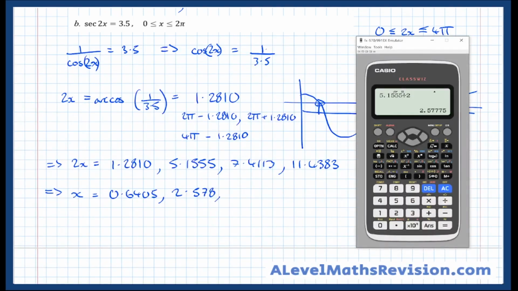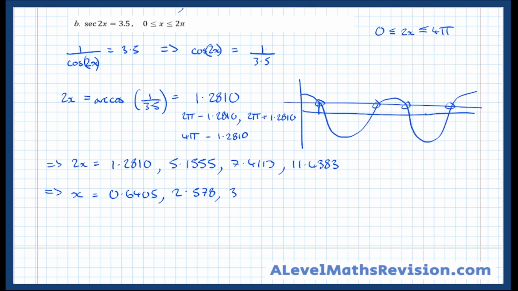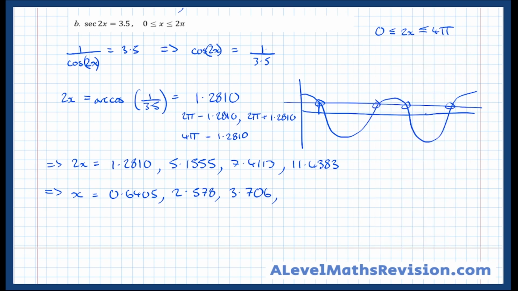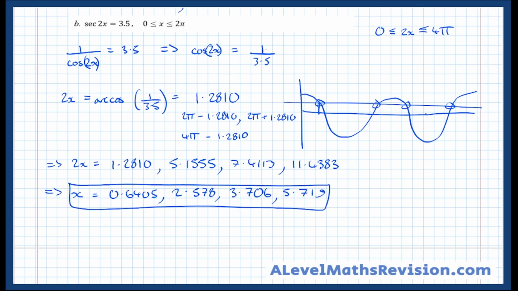Then 7.4113 divided by 2 equals 3.706 to 4 significant figures, and 11.4383 divided by 2 equals 5.719 to 4 significant figures, 5.719, and there are all of our answers. So that's everything we need there.